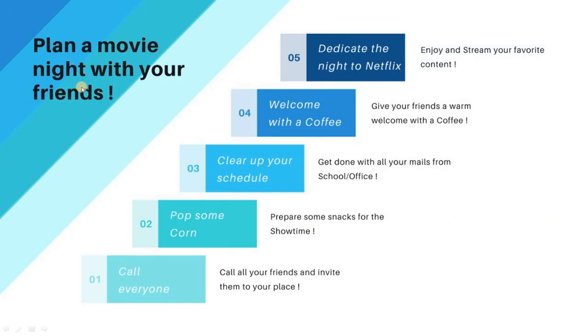Last is plan a movie with your friends. We will follow these steps to plan a movie. First is to call everyone. Second is to pop some corn, clear your schedule, welcome a coffee, and last is to dedicate the night to Netflix.